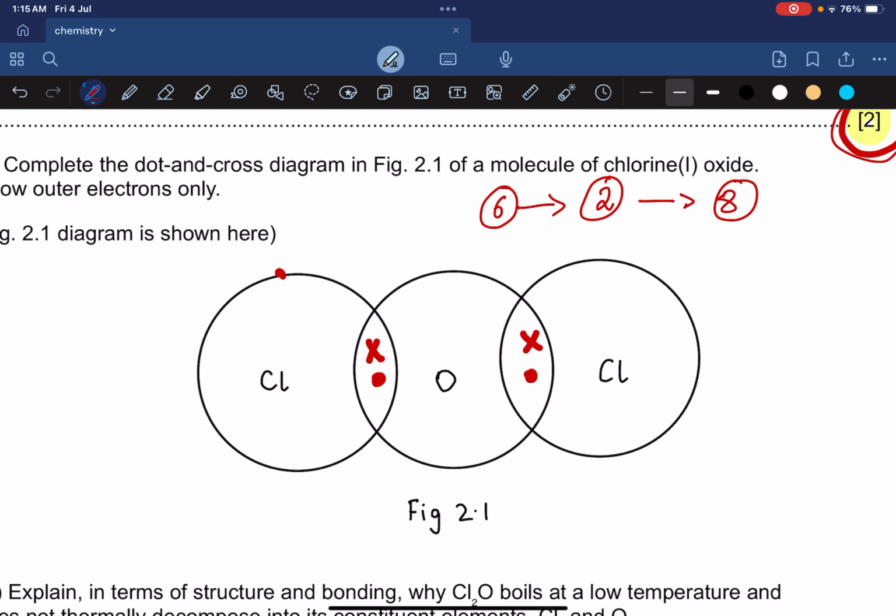So we're going to have 6 lone pairs over here. 1, 2, 3, 4, 5, 6. Lone pairs mean the unbonded ones. And then 1, 2, 3 pairs over here. Okay, I meant 3 pairs, but in total we have 6 electrons.